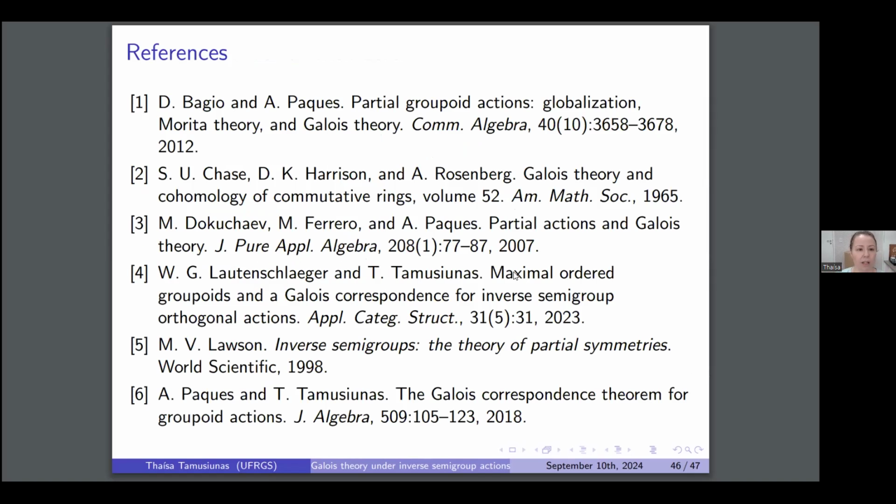This is the main references, not all, but the main ones that we used here. In this first reference, it was defined partial groupoid actions concerning globalization, Morita, and something about Galois theory. There's the classical paper by Chase, Harrison, and Rosenberg, which is the first one concerning Galois theory on commutative rings. And some other papers concerning partial actions and the classical book of Lawson.